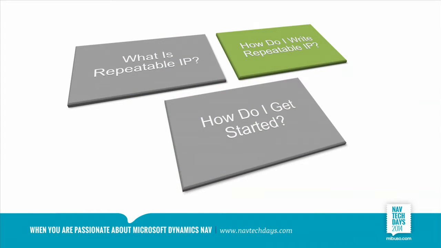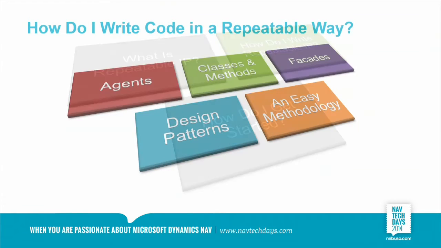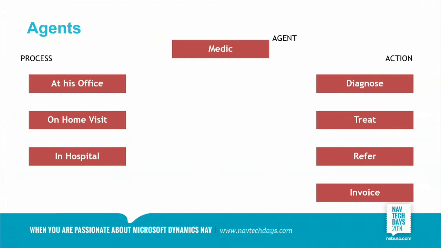So how do I write repeatable IP? First of all, an overview again. There are 5 areas that I would like to go into today. One is agents, then we come to classes and methods, then we come to a special design pattern called facade, then a very brief slide on design patterns, and then I'll try to wrap up what you can do when you go home after this conference.